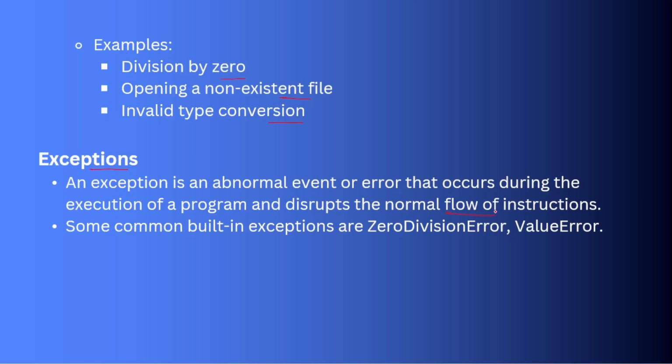So a program follows a set of instructions according to what code we have written; it would follow that code. But if something goes wrong while executing the code, then an exception occurs. So an exception is an abnormal event or error that occurs while we are executing our program. Some common built-in exceptions are zero division error, value error.